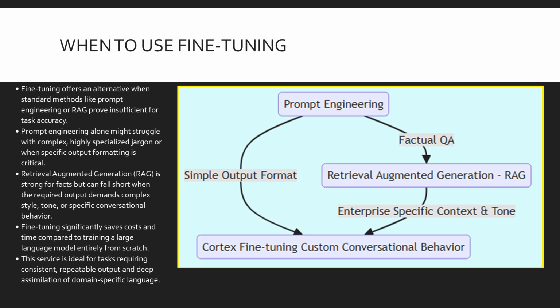We have prompt engineering, which uses clever instructions to guide a generic model, and retrieval augmented generation, or RAG, which provides external facts for grounding answers. The overlap between prompt engineering and RAG often addresses factual question answering, where information is retrieved and summarized.